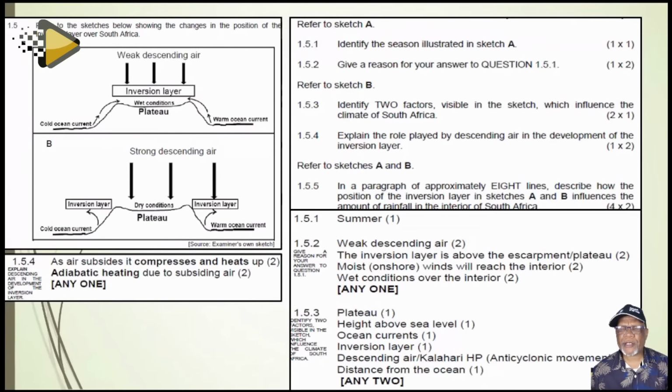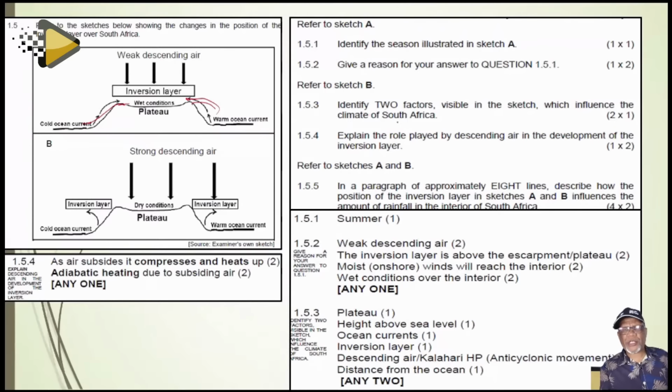Now, here are typical examination questions that you could be asked regarding the influence of these high pressure cells. Identify the season illustrated in sketch A. So sketch A, what do you see? You see the inversion layer being above the escarpment. So this will be summer. Give reason for your answer. We have already given reason. It is the inversion layer above the escarpment. Weak descending air, moist onshore winds will reach the interior. So you can see warm, moist air reaching the interior, and then wet conditions over the interior. So those are the reasons why we say this is summer.